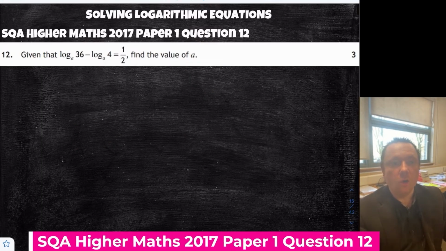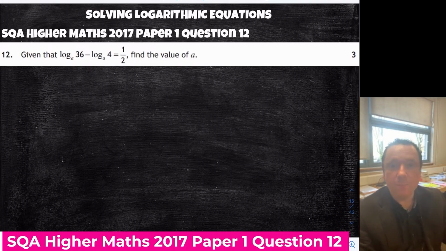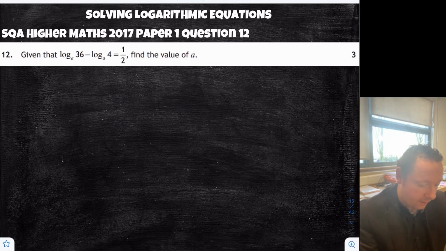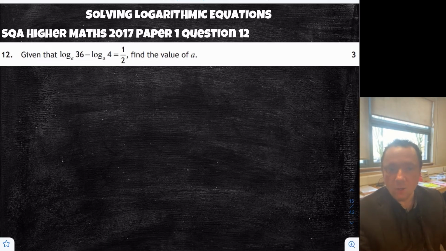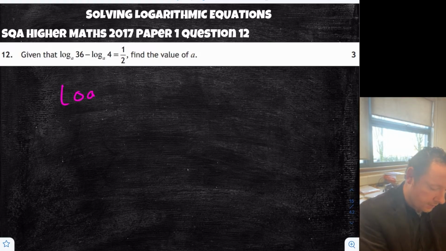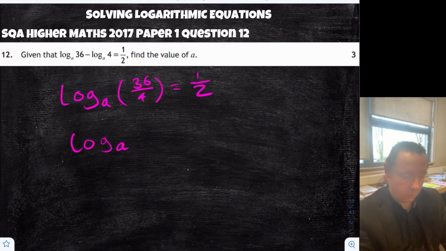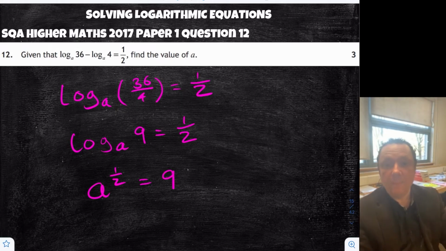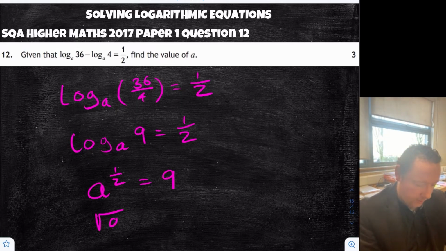And we're done there. Solving logarithmic equations, SQA Higher Maths 2017, paper 1, question 12. Given log a 36 minus log a 4 equals a half, find the value of a. So these are rules of logs to combine the logs. So that can give me log base a, and we've got 36 divided by 4, because of a minus, equals 1/2. So log base a, 36 divided by 4 is 9, equals a half. So eliminating the log, a to the power of a half equals 9. A to the half equals 9. So that means the square root of a, we could write that, I suppose, equals 9.